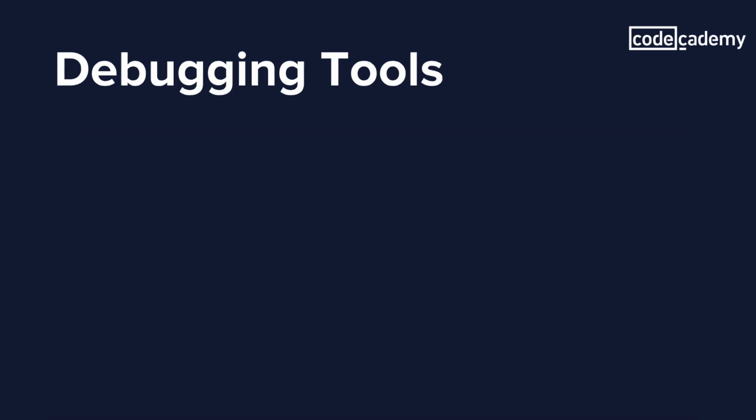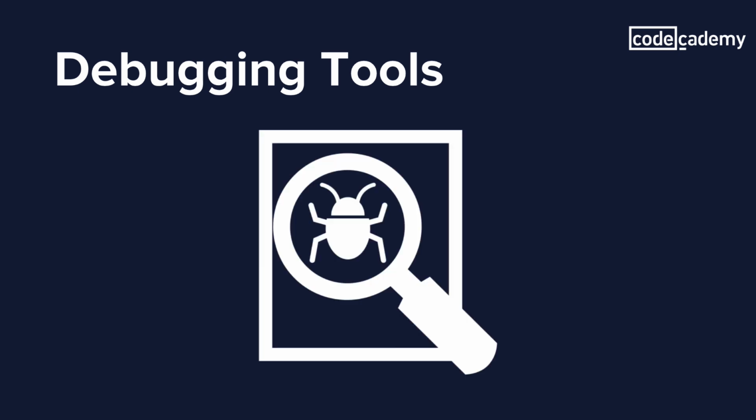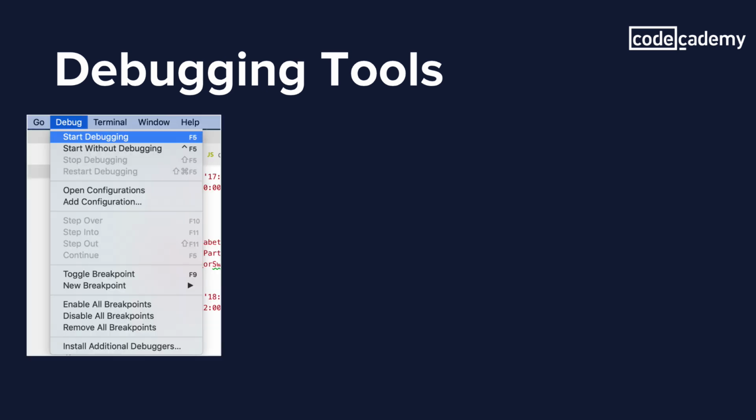Now, the fourth way of debugging your code is by using debugging tools, and it's by far the most sophisticated method that we're going to talk about. Now, a lot of these debugging tools are provided by your integrated development environment, your text editor, or a web browser like Chrome or Firefox.